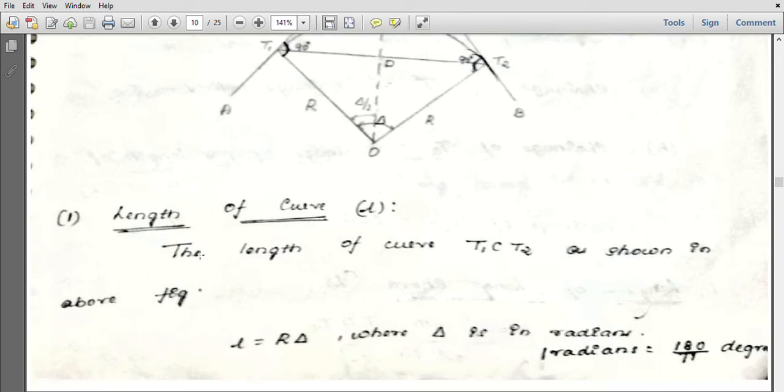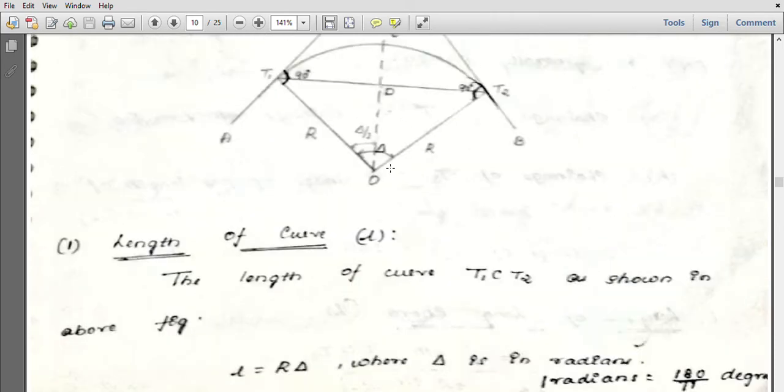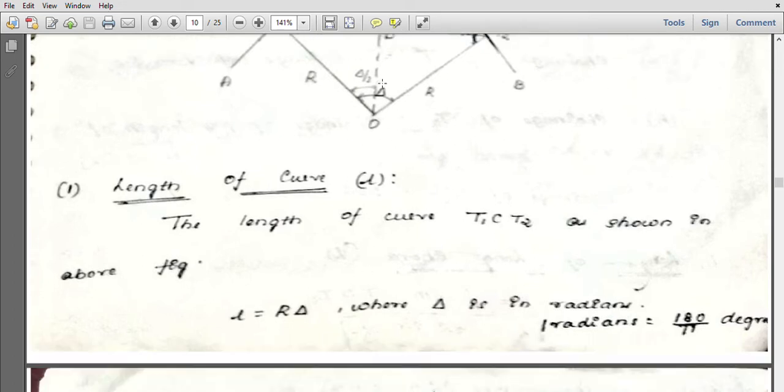The first element of the curve is the length of the curve, which is denoted by L. The curved portion T1 C T2 is called the length of the curve. The length of the curve is calculated using the formula radius into central angle delta. So L is equal to R into delta, where delta is in terms of radians.